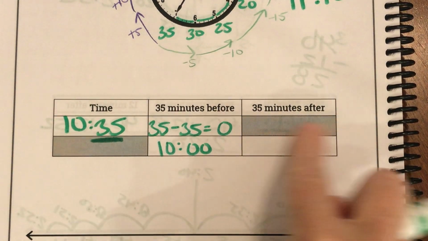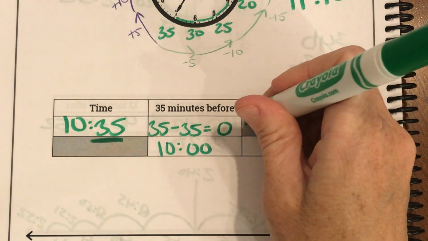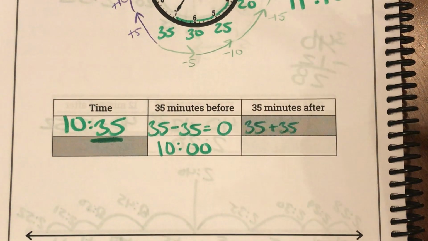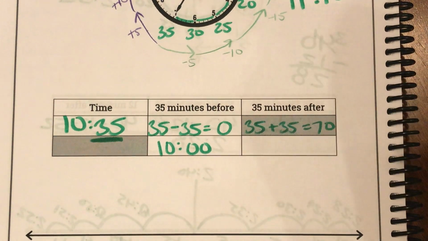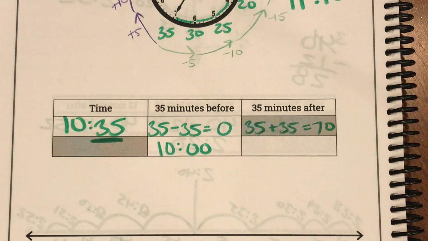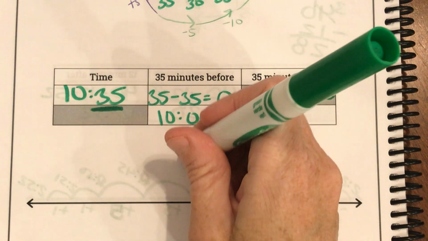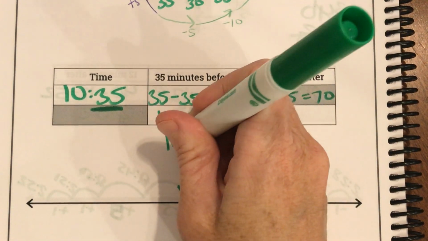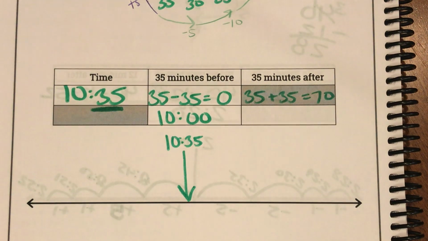Now the reason they have this blocked off is because if I had 35 minutes and I added 35 minutes, I would get 70 minutes. And we don't want to go above 60 minutes because in an hour, it's only worth 60 minutes. Okay, and our final strategy is our number line strategy. So we're going to put our time of 10:35 right there.